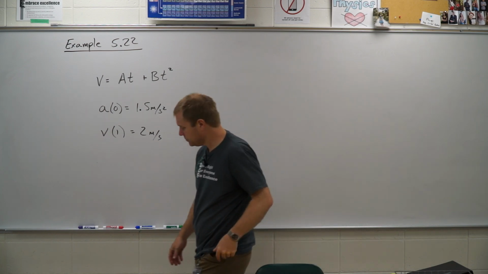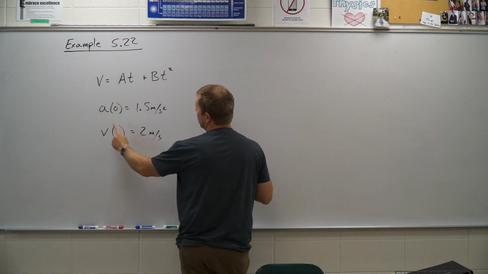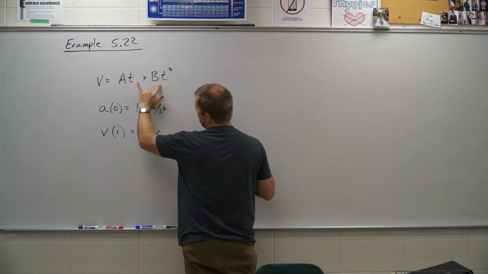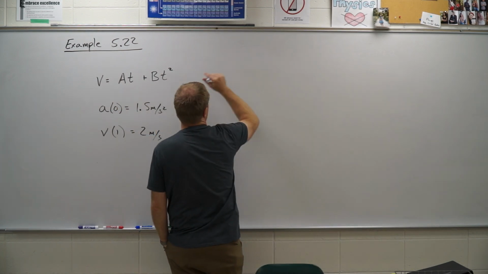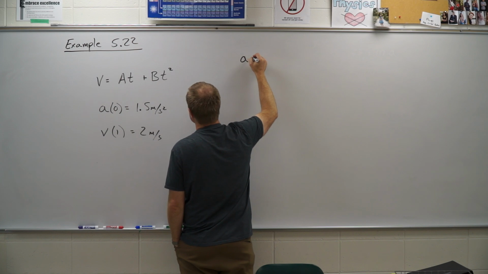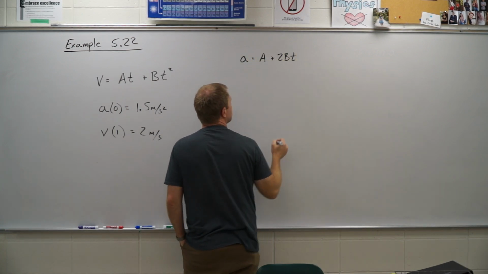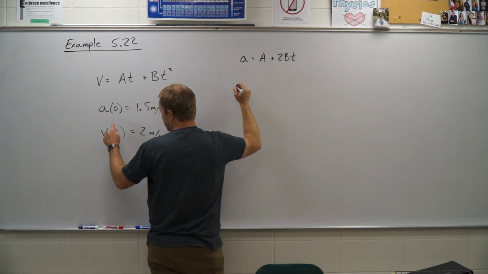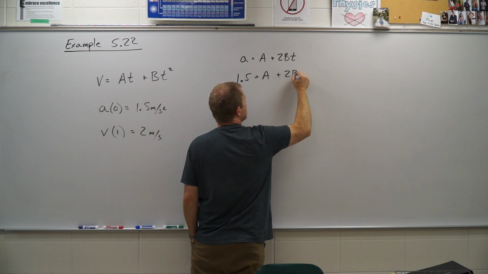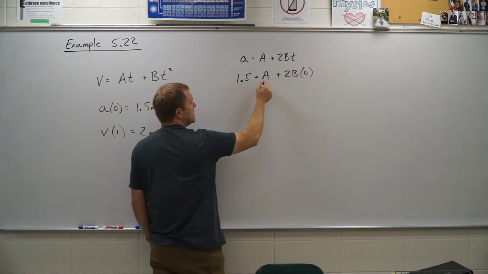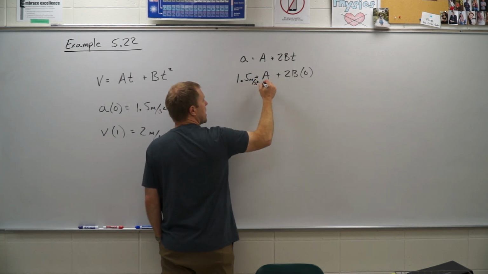All right, so let's start. If I plug in 1 for my time, I'm going to have both A and B in that equation, so I'm going to have two unknowns. So what I want to do is take the derivative of our velocity function to get an acceleration function. And so I end up with A plus 2Bt. Now I'm going to plug in that t equals 0 situation. So I have 1.5 equals A plus 2B times a time of 0. This allows me to know that A is equal to 1.5 meters per second squared.